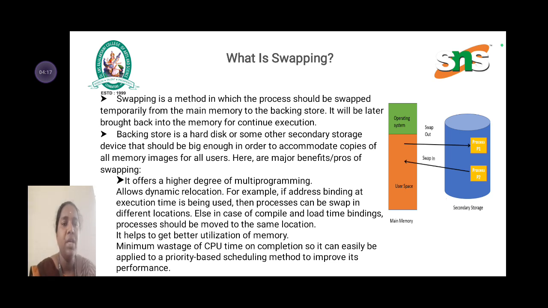Swapping. Swapping is one of the main topics in an operating system. It means swapping the process. Swapping is a method in which the process is swapped temporarily from the main memory to the backing store. It will later be brought back into the memory for continued execution. Backing store is a hard disk or some other secondary storage device that should be big enough to accommodate copies of all memory images for all users. Here are the major benefits, the pros, of swapping.